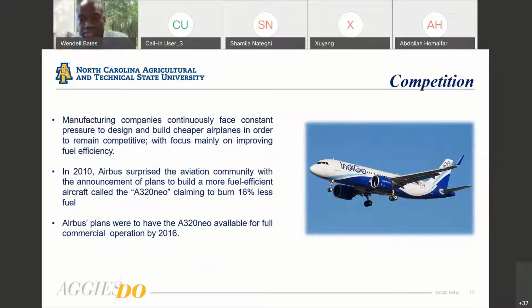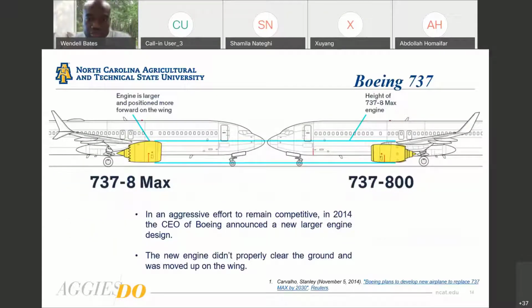And their claim was that this new aircraft would burn 16% less fuel. And they were planning on having the neo available for full commercial operation by 2016. And so in an aggressive attempt to remain competitive, because so many people were interested in the new A320neo, in 2014, the CEO of Boeing announced a new larger engine design. And the larger engine design, instead of creating a whole new airplane, would be based around the base model of the previous 737 aircraft.